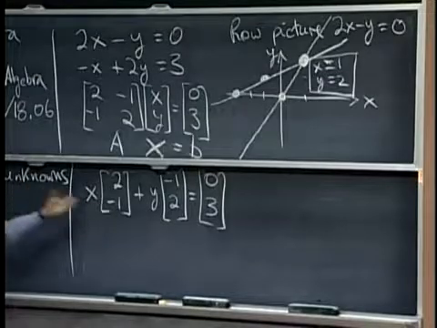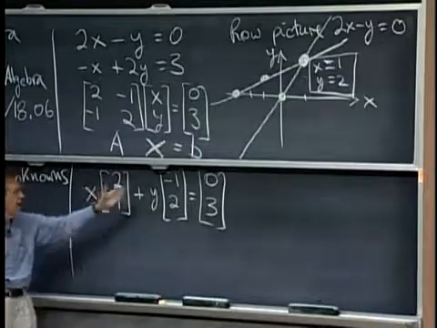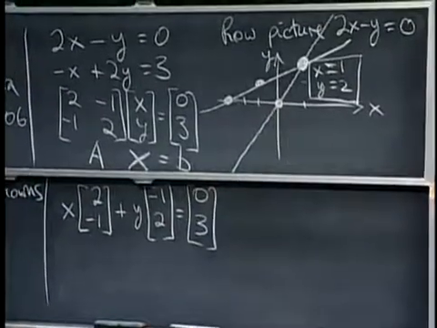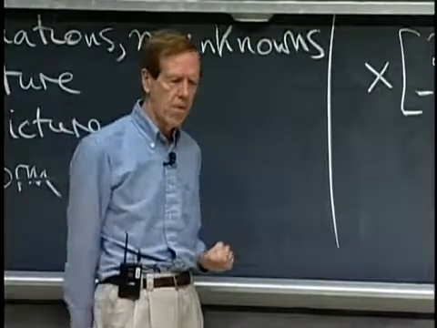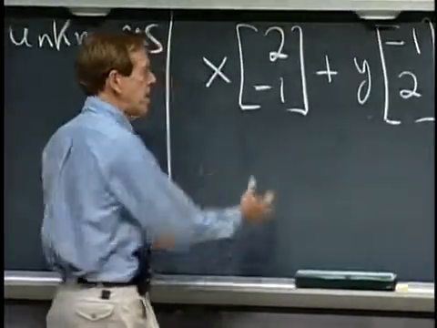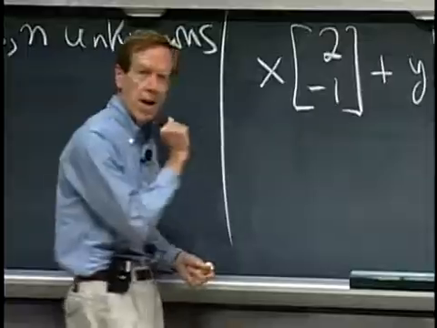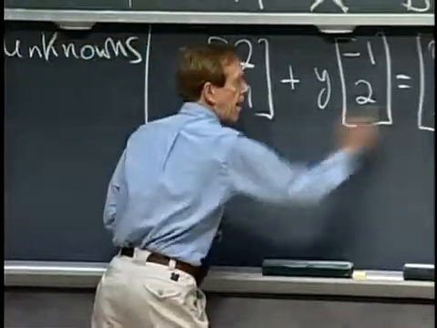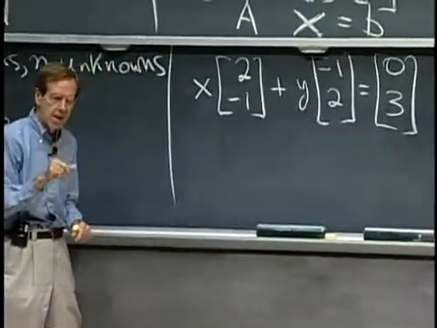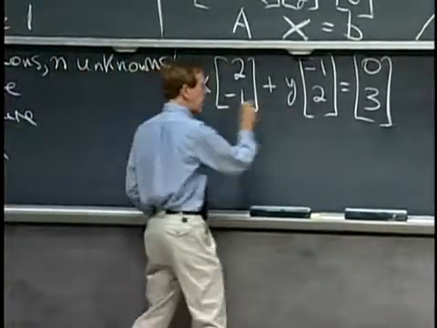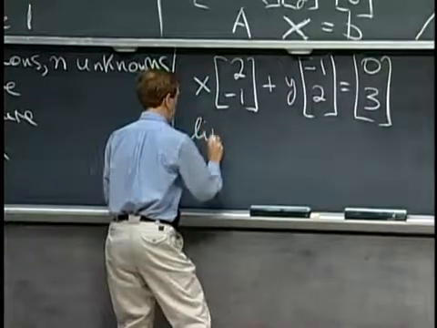You see the columns of the matrix? The columns of A are here, and the right-hand side B is there. And now what is the equation asking for? It's asking us to find, somehow to combine that vector and this one in the right amounts to get that one. It's asking us to find the right linear combination. This is called a linear combination.